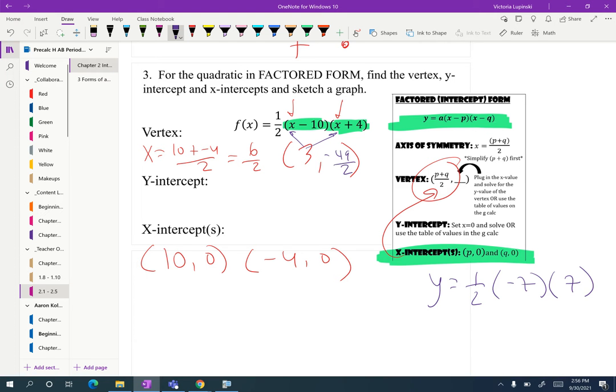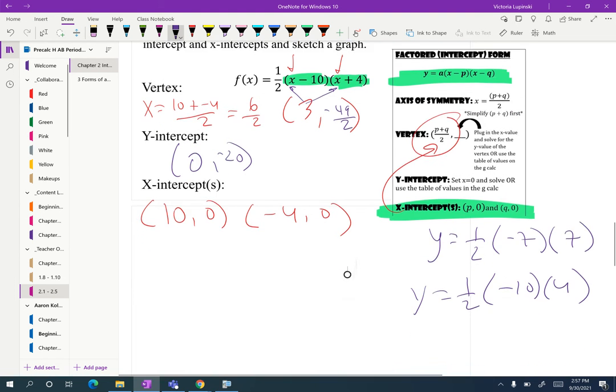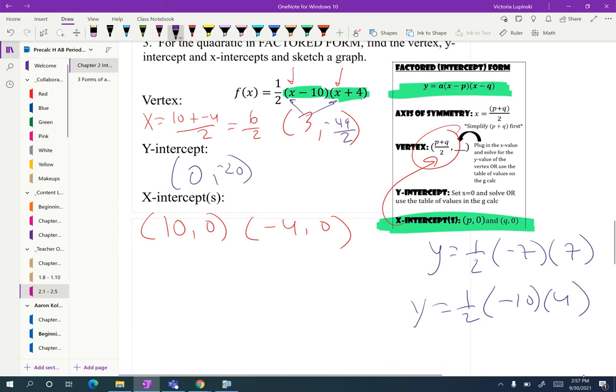And yeah, you can go ahead and make that a decimal if you want to. When you find a y-intercept, you always put a 0 in for the x's. So if you put a 0 in for the x's, you're going to get 1/2 times 0 minus 10 times 0 plus 4. Half of -40 is -20. Again, once you're ready to do the sketch, 0, -20.